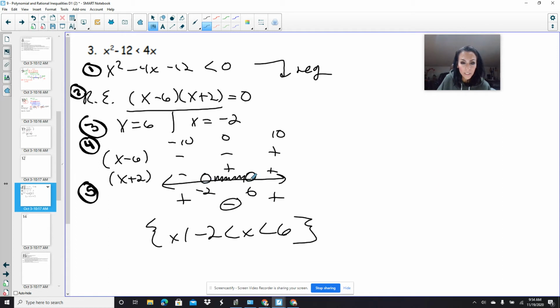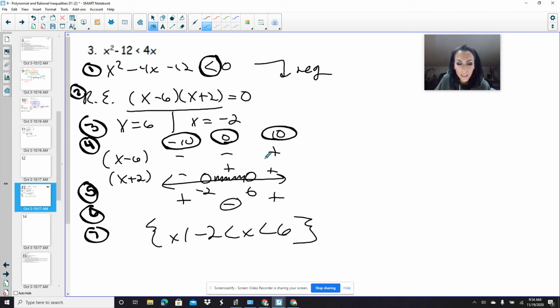Okay, so -2 and 6. Go back up here to determine open or closed circles, and we have open circles. Okay, that's step 6. Step 7, test those points. All right, we tested -10, 0, and 10 again. Plug them in to our factors and determine the signs.